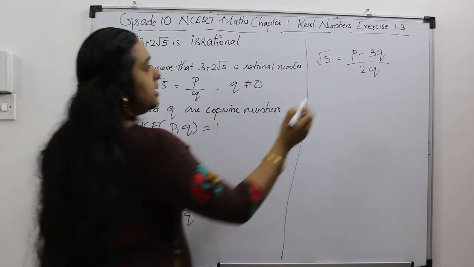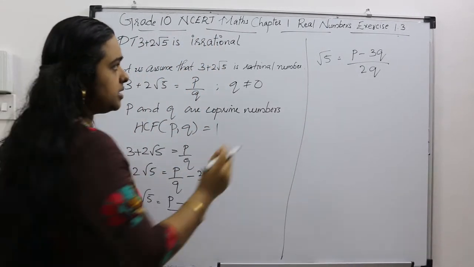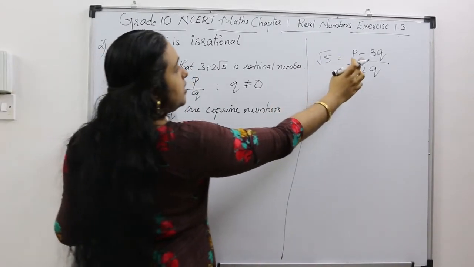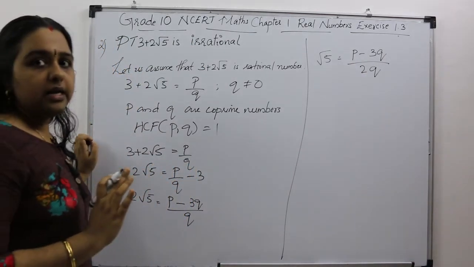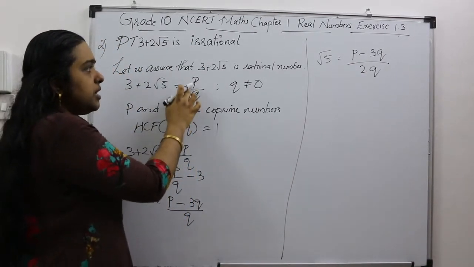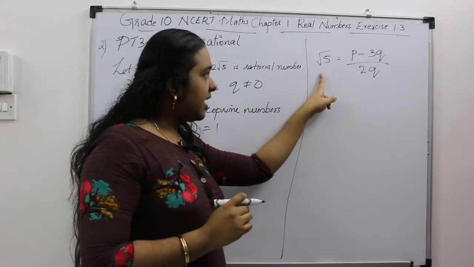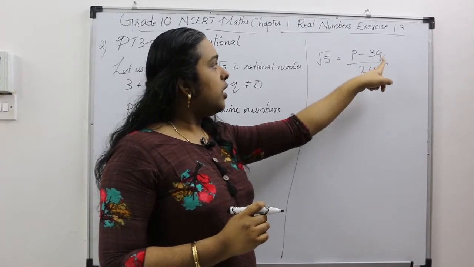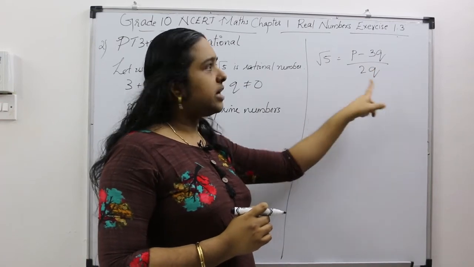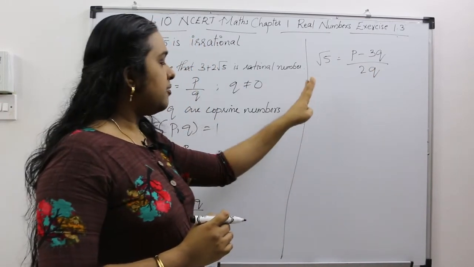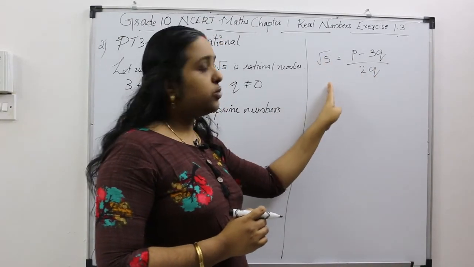Here we can see that root 5 is irrational. We already proved that root 5 is an irrational number. So this is an irrational number. But here we know p and q are integers. Since p and q are co-prime numbers and integers, p minus 3q by 2q is a rational number. So irrational equals rational cannot be possible. So here we have proved that root 5 equals a rational number, so our assumption was wrong.